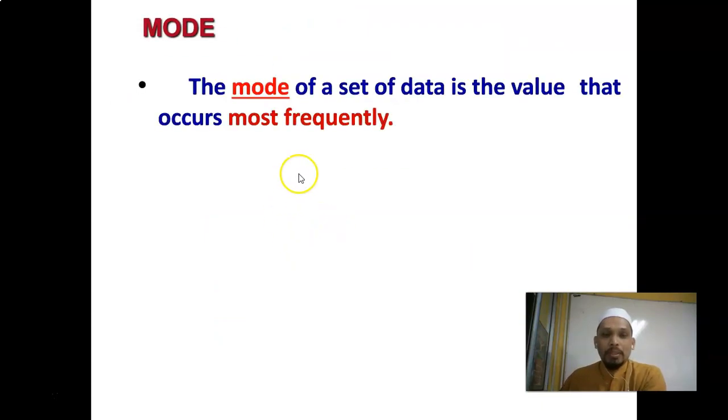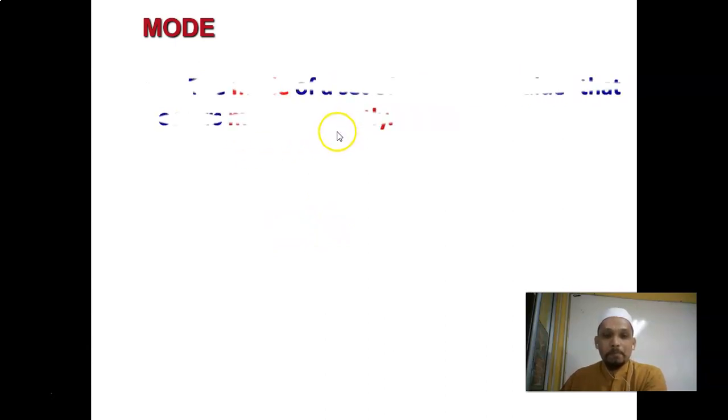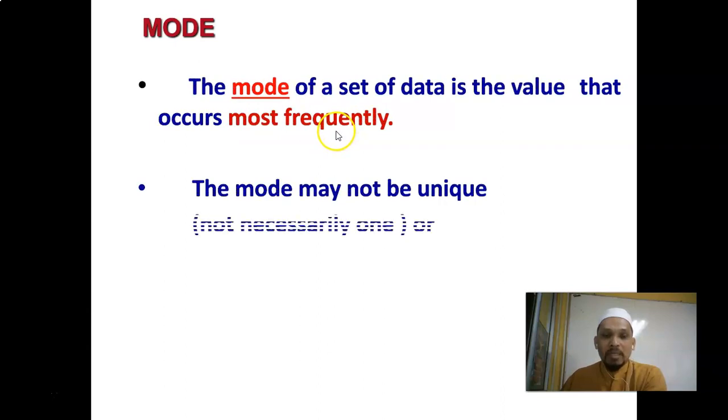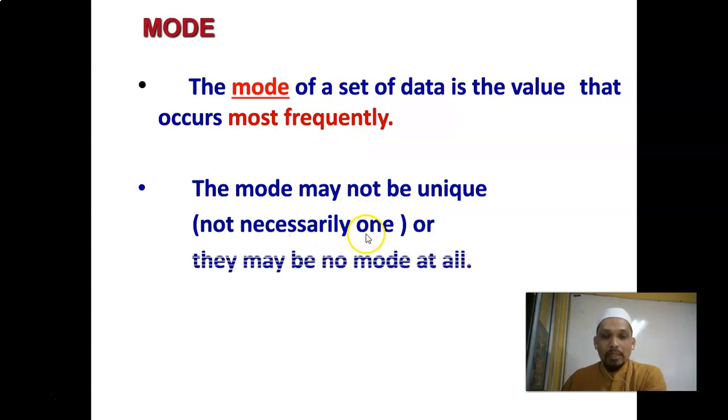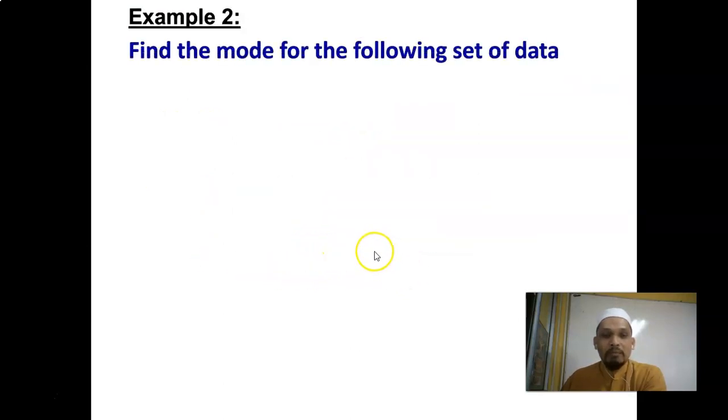Mode is, in a set of data, the value that occurs most frequently. It may not be unique, it might be more than one, or there may be no mode at all. Find the mode of the following set of data.